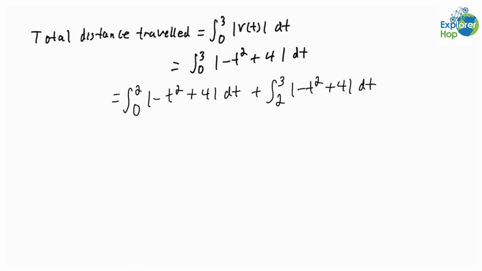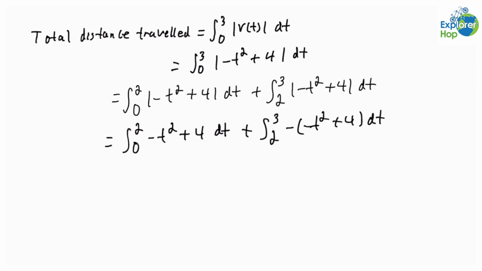since v of t is negative in this interval. So this is equal to the integral from 0 to 2 of the function negative t squared plus 4 dt plus the integral from 2 to 3 of the negative of negative t squared plus 4 dt, which is equal to the integral from 0 to 2 of negative t squared plus 4 dt plus the integral from 2 to 3 of t squared minus 4 dt.